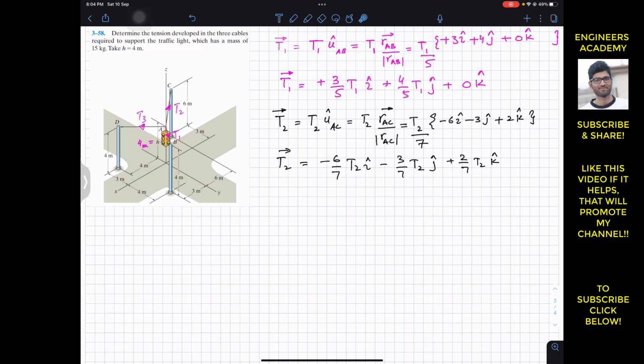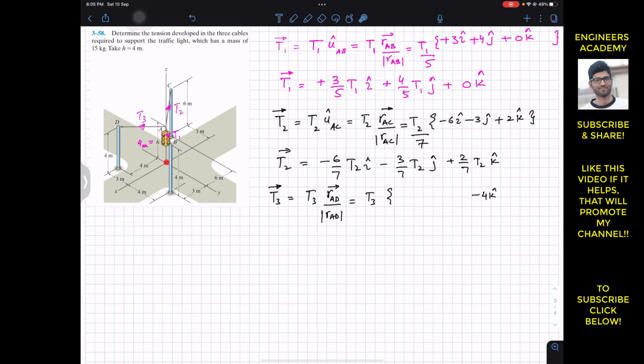So in the same manner we will find the Cartesian vector representation of T3, which is acting from A to D. So again we can write that this will be T3 times the unit vector from A to D, or we can say that the position vector from A to D divided by the magnitude of the position vector from A to D. This is T3. And now the position vector from A to D is, from A we need to travel 4 meters in the negative k, so I will write minus 4k.